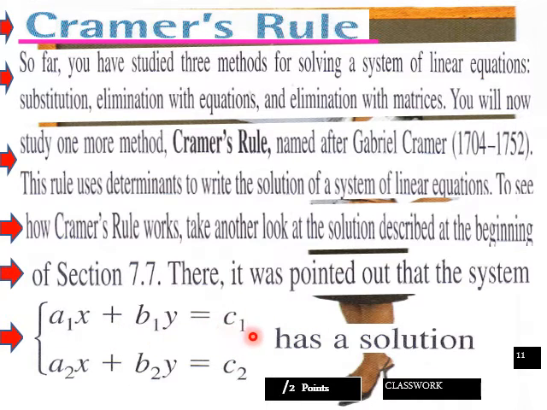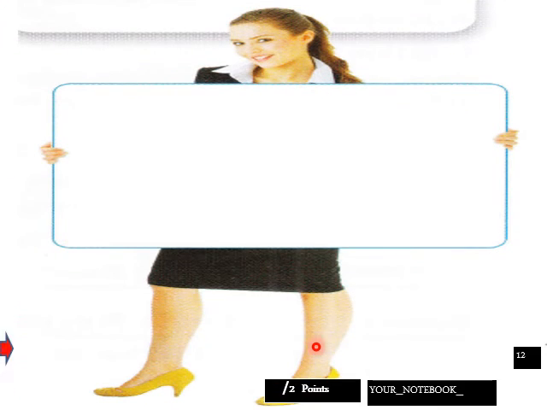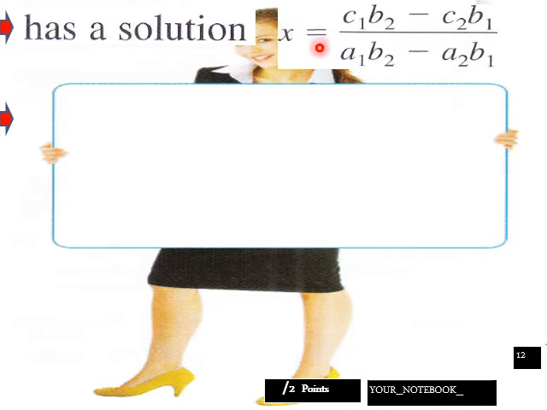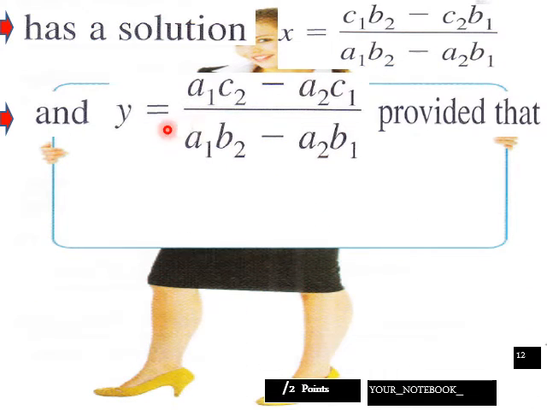A1x plus B1y equals C1. A2x plus B2y equals C2. So if it has a solution like this one here, x equals C1b2 minus C2b1 over A1b2 minus A2b1. So we can use this quotient here. And from this we get y equals A1c2 minus A2c1 over A1b2 minus A2b1.